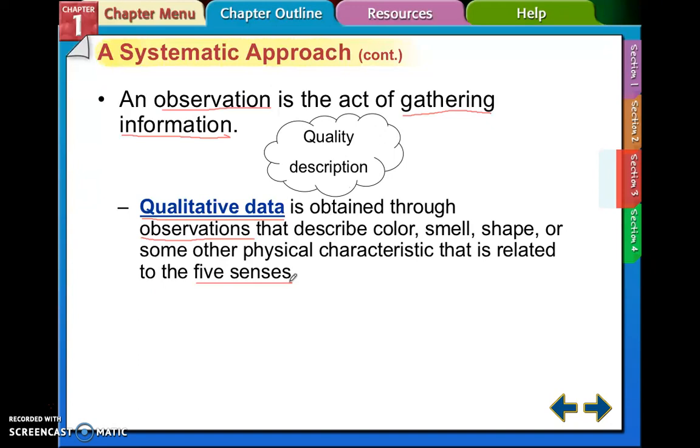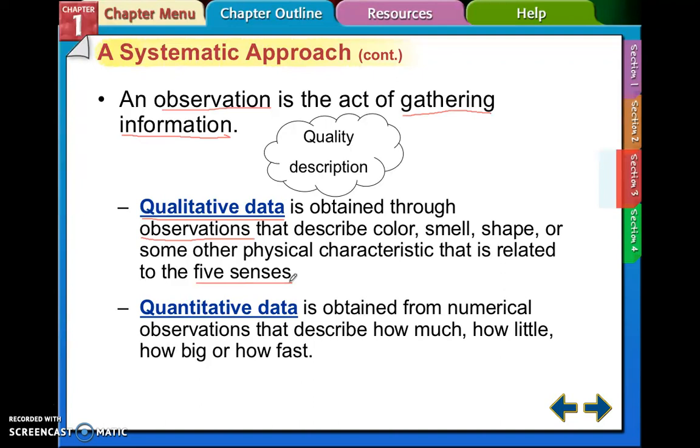Qualitative data is quality information. You want to describe something, so there's no actual concrete number. This smells good. This tastes good. I see the boy running. So that is qualitative data.